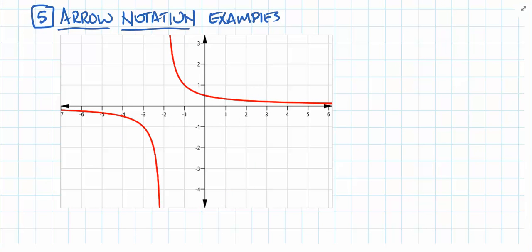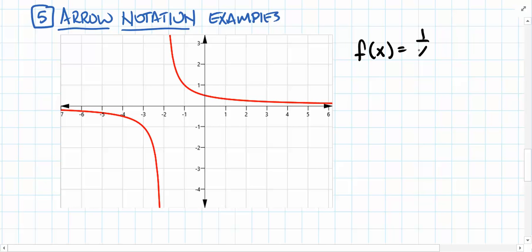I want to point out that for the graph you see here, the parent graph would be f of x equals 1 over x. If I was going to graph that one, there would be a point there, a point there, I'd have an asymptote here, and I'd have an asymptote down like that. And the vertical asymptote would be here.